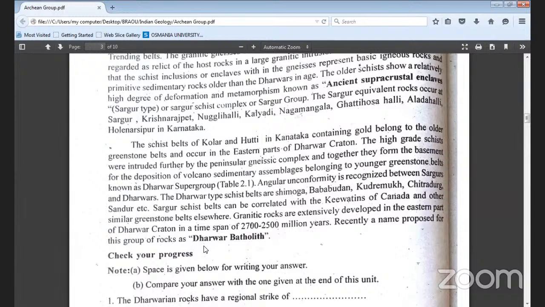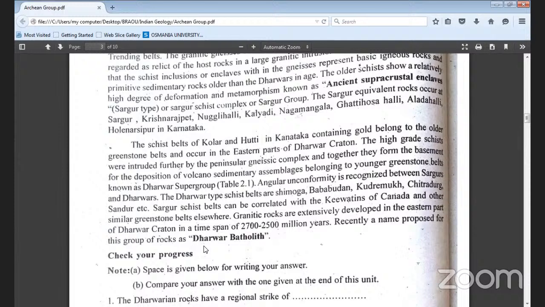This Dharwad type schist belt includes Shimoga, Baba Budan, Kudremukh, Chitradurga, and Sandur. Sargur schist belts can be related with the Keewatin of Canada and other similar greenstone belts elsewhere.